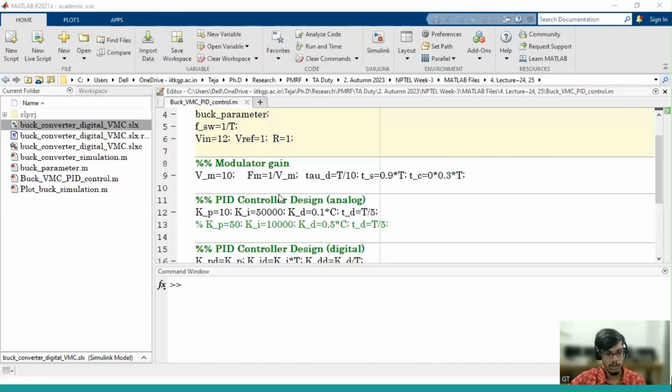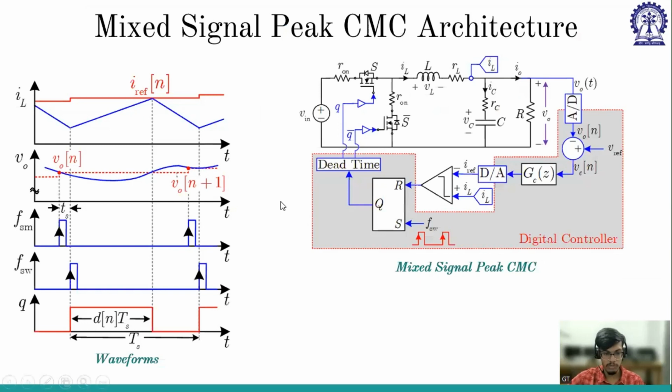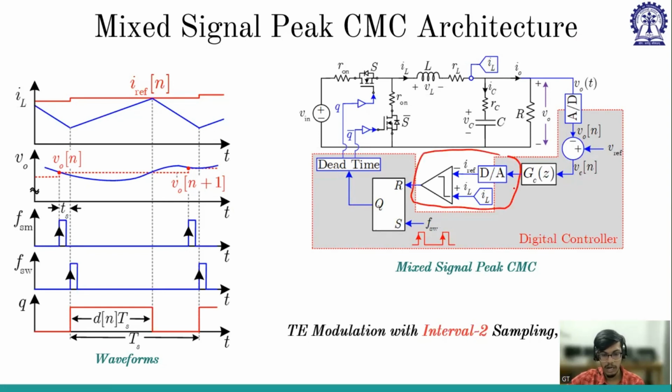Okay, thank you. So let me quickly go on, this is the voltage mode control, and next is the current mode control. In current mode control, everything is the same. The only difference is this part: instead of a PID controller, I am using a PI controller, and instead of using a ramp, I am using the inductor current.